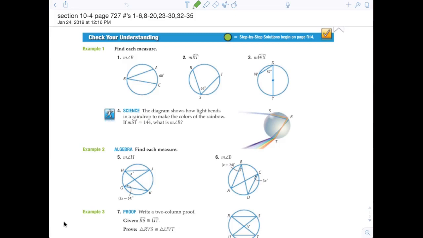All right. Now, these angles right here are called inscribed angles. Yesterday we had central angles. And the central angles, the vertex was at the center of the circle. An inscribed angle, the vertex is on the circle.